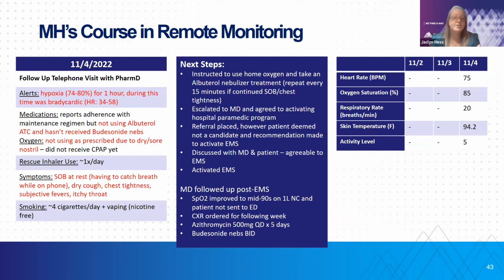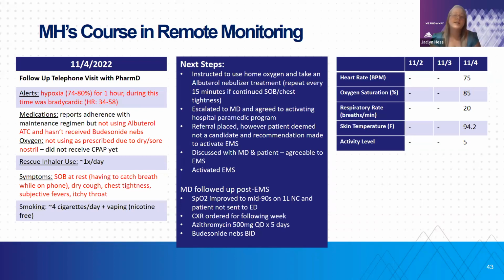And at this time, I had asked her to put the oxygen on, give herself an albuterol nebulizer treatment, and to repeat that in 15 minutes if symptoms didn't improve. And then concurrently, I was messaging with her provider and we decided to activate our hospital paramedic program because the patient was refusing to go to the emergency room. However, our paramedic program decided that it was more appropriate for her to get evaluated sooner. So after a little bit of convincing, the patient was agreeable to having me call 911 and having EMS come and evaluate her. They did end up not taking her to the hospital.